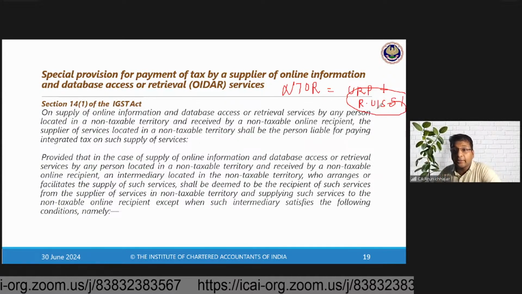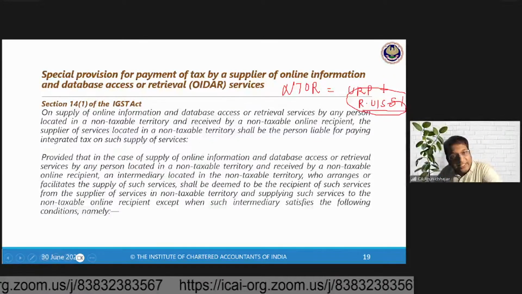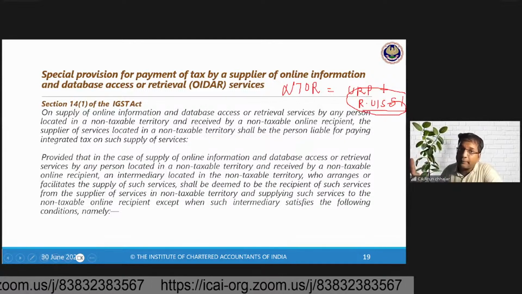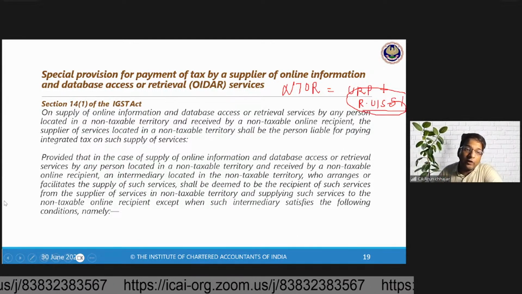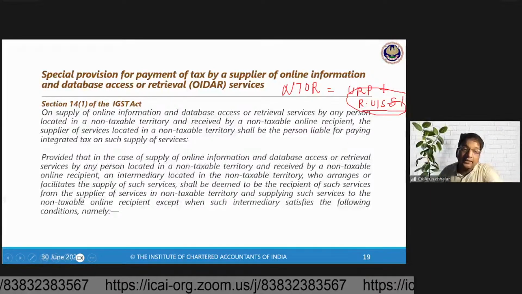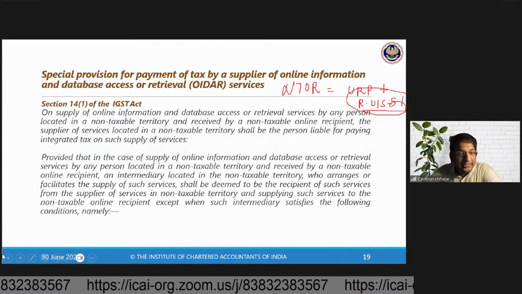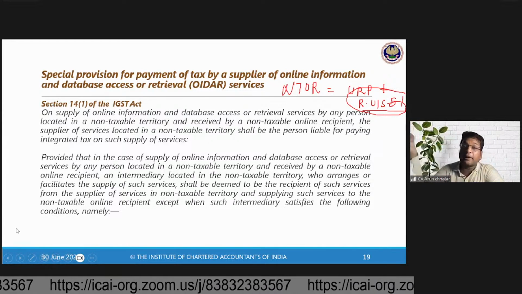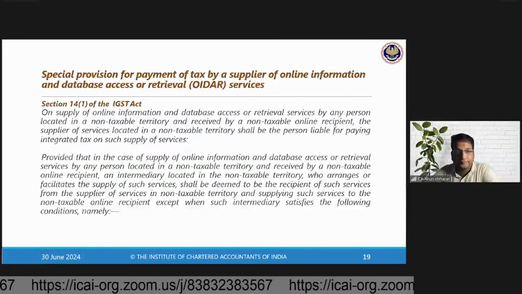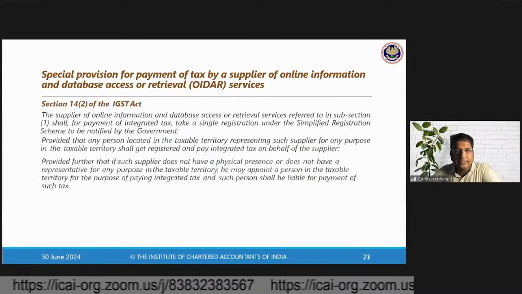It means if the government has taken the registration only for the purpose of TDS, it will be considered as NTOR. And if they are purchasing or taking certain OIDAR services, then the liability to pay the tax would be shifted to the supplier located out of India. So these are the provisions.